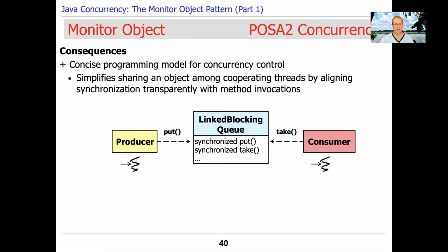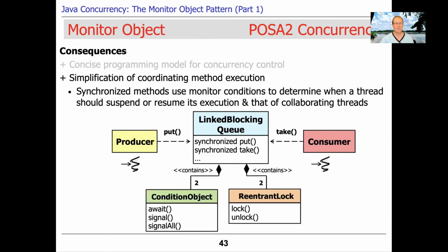So put and take, for example, are the ways in which concurrency is taking place. And we do that by making put and take synchronized methods. Again, they don't have to be the Java synchronized keyword, but they're using synchronization through, say, reentrant locks.